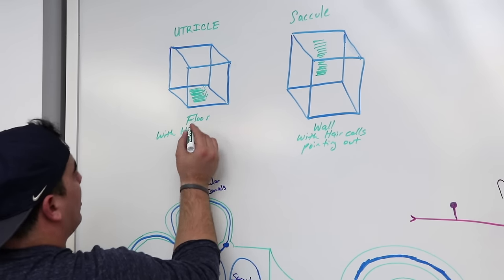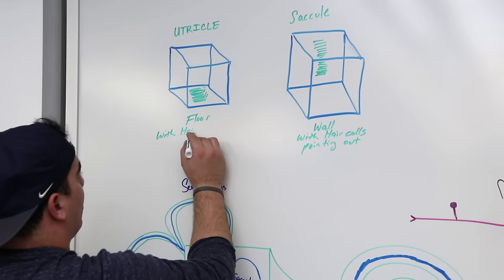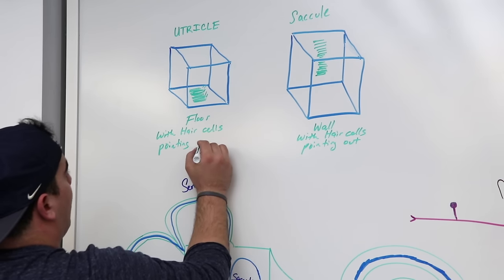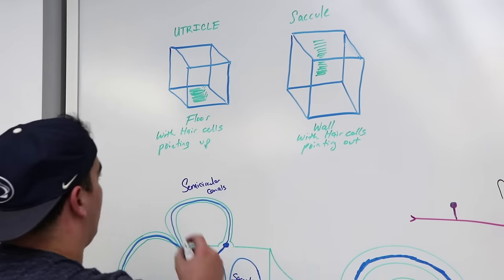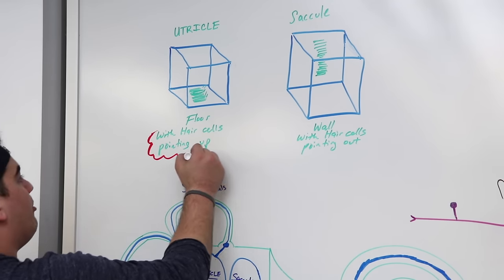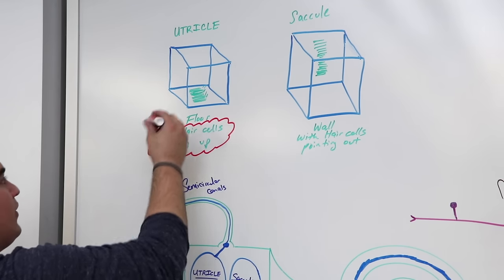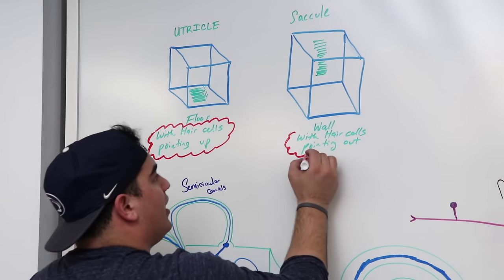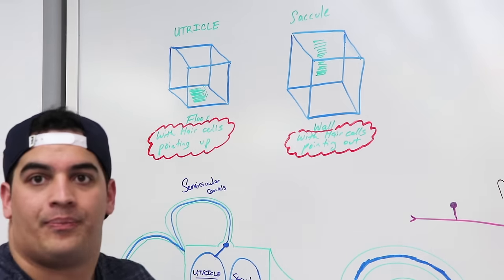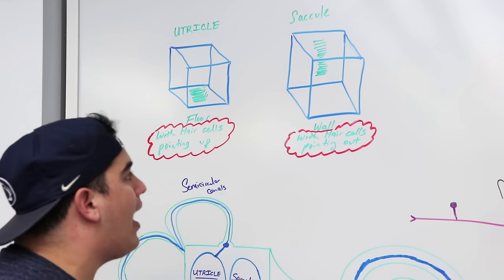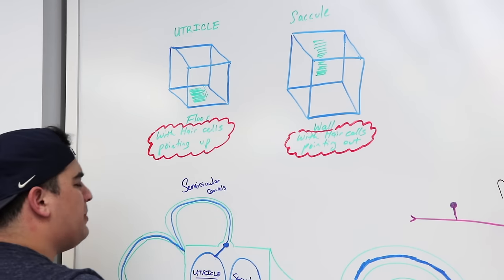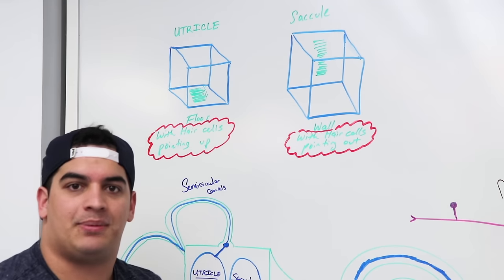When I mean the hair cells, I'm talking specifically about their stereocilia. We want the stereocilia to be pointing up from the floor of the utricle, and we want the stereocilia to be pointing out from the wall of the saccule. That is crucial.